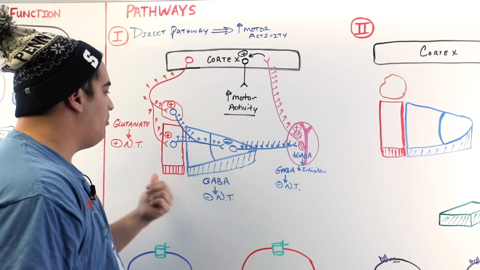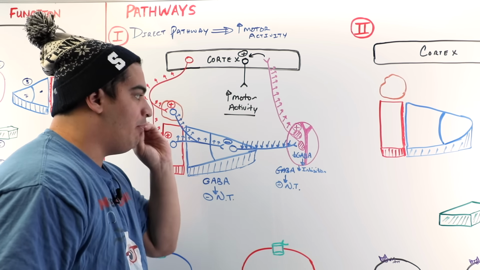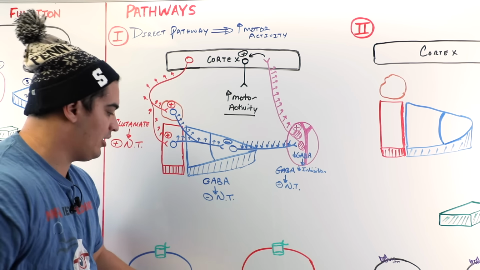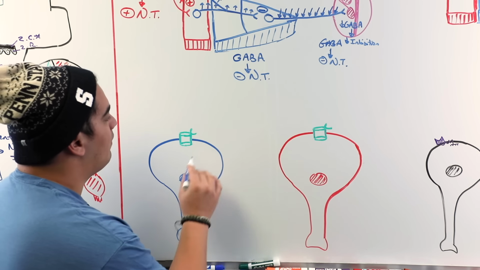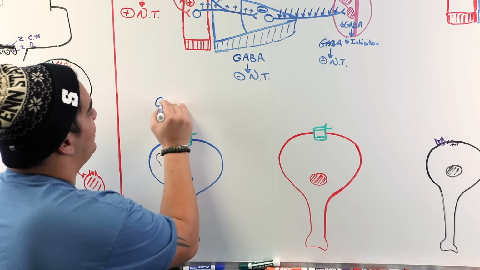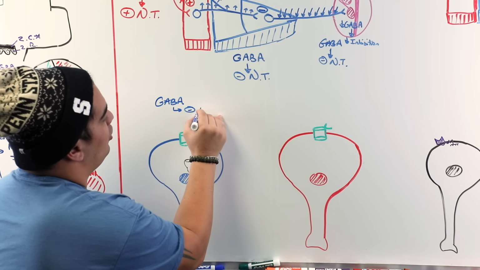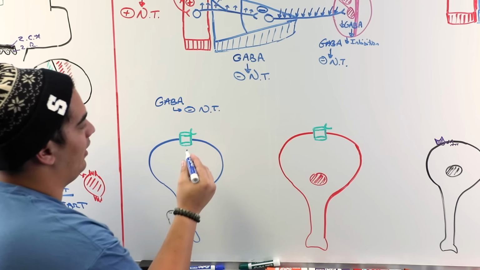Now, we talked about glutamate and GABA a lot. Let's go over the basic ways that these are inhibitory and stimulatory neurotransmitters down here at the bottom. All right, so now let's go over the neurotransmitters a little bit more. Now, remember I said GABA, right? GABA is an inhibitory neurotransmitter. Let's expand on that a little bit.